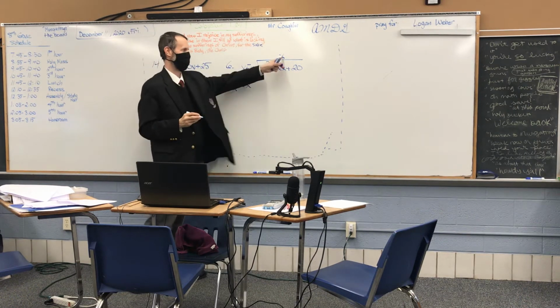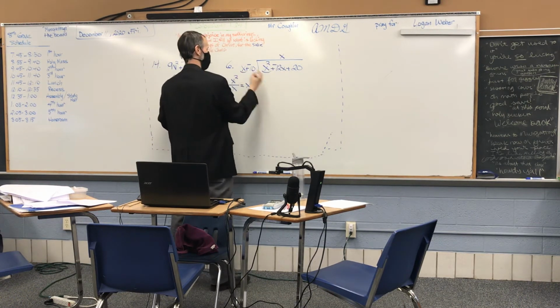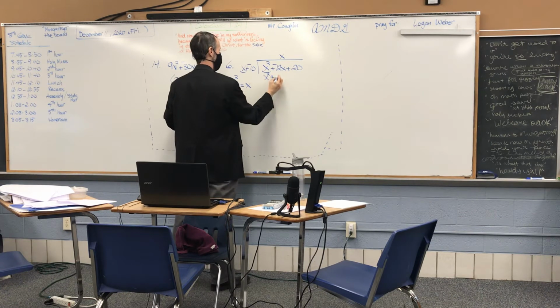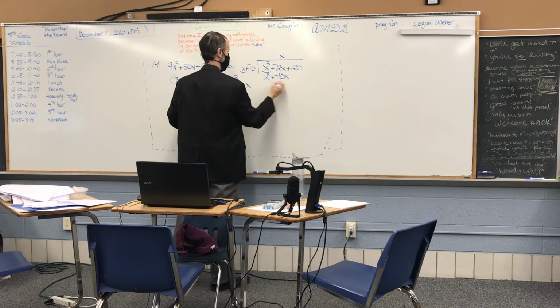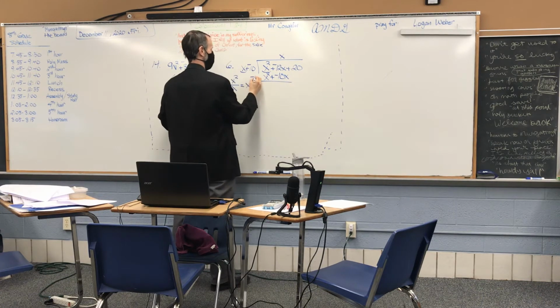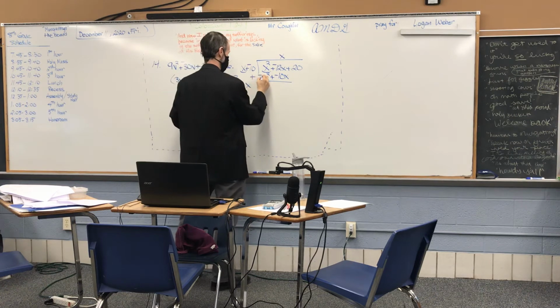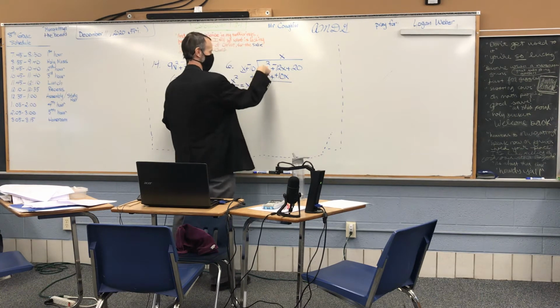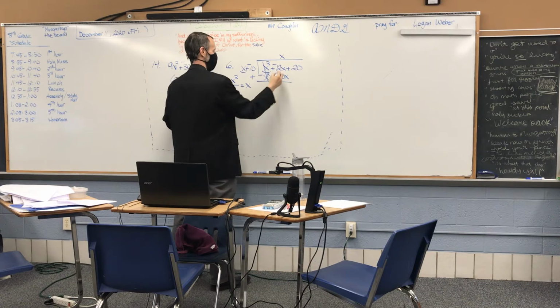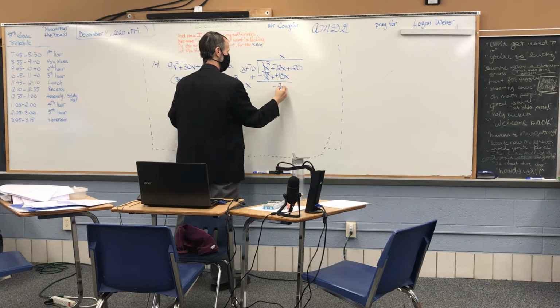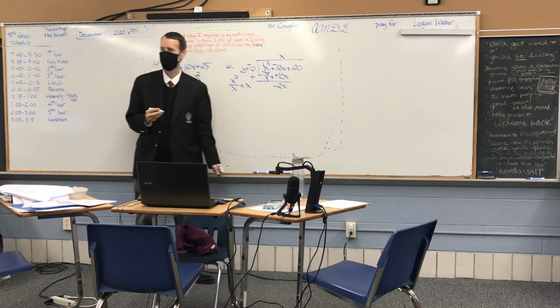What do I do with this x? X times x is x squared. X times negative 10 equals negative 10x. What do you do with that? Subtract, and then you add the opposite. Go for it. Cross out, and then negative 2x. Negative 2x, correct.